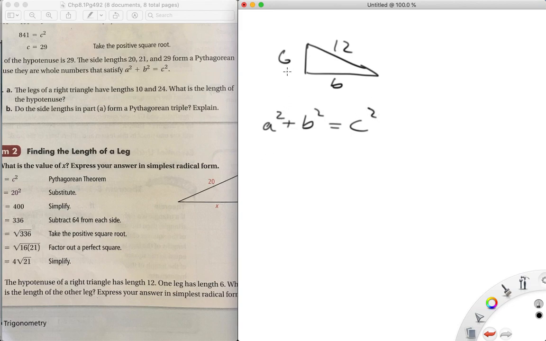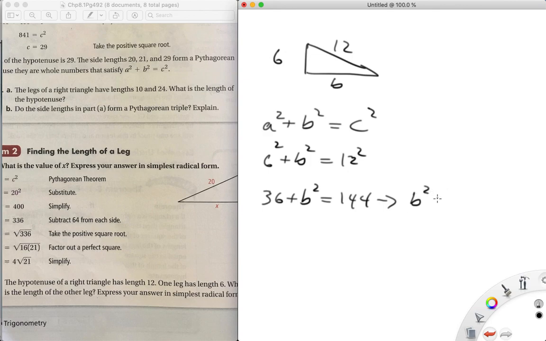I don't know if this is the shorter leg. I'm just doing it because it's given to me. 6 squared plus b squared equals 12 squared. So that's going to be 36 plus b squared equals 144. I'm going to subtract 36 from both sides, and I get 108. I'm going to square root both sides.